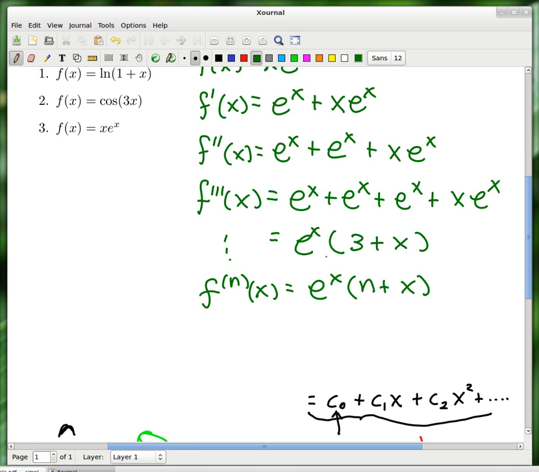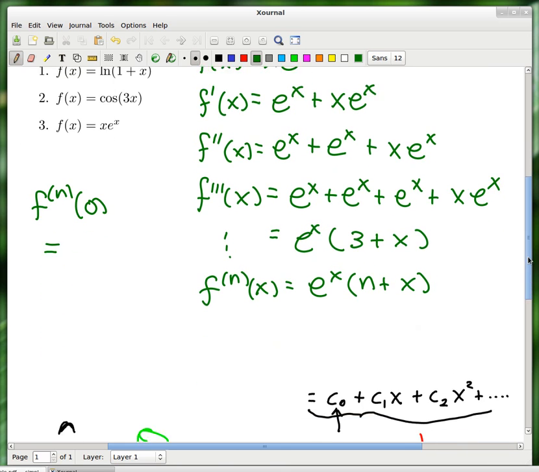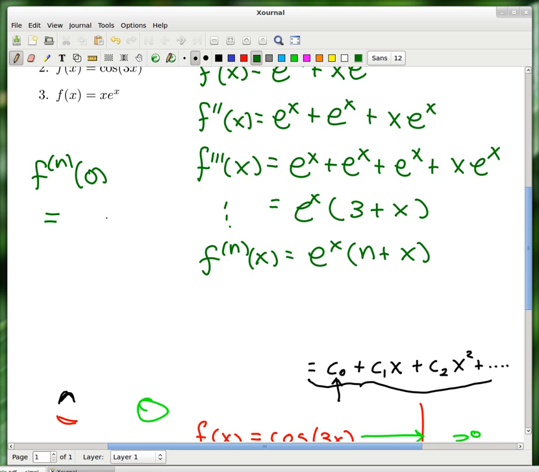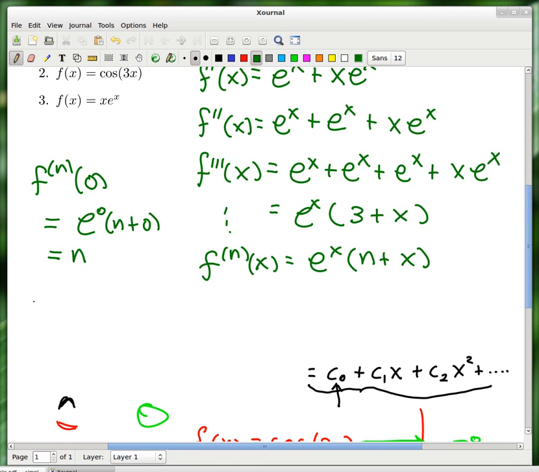And remember, what we really care about is the nth derivative with 0 plugged in. That's because of the formula. The formula is here, right? So 0 plugged in is what we really care about. And so that just gives me e to the 0 times n plus 0, which is just n. All right. So now Cn is going to be that over n factorial. So it's n over n factorial. So what is that? That's just 1 over n minus 1 factorial.